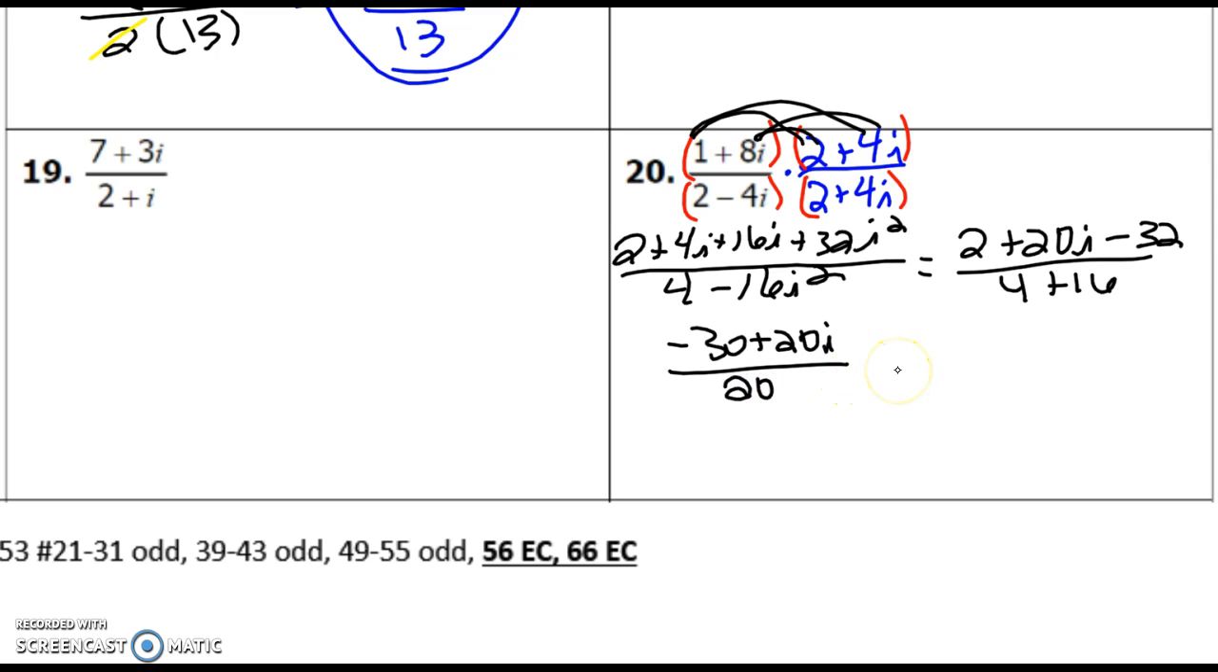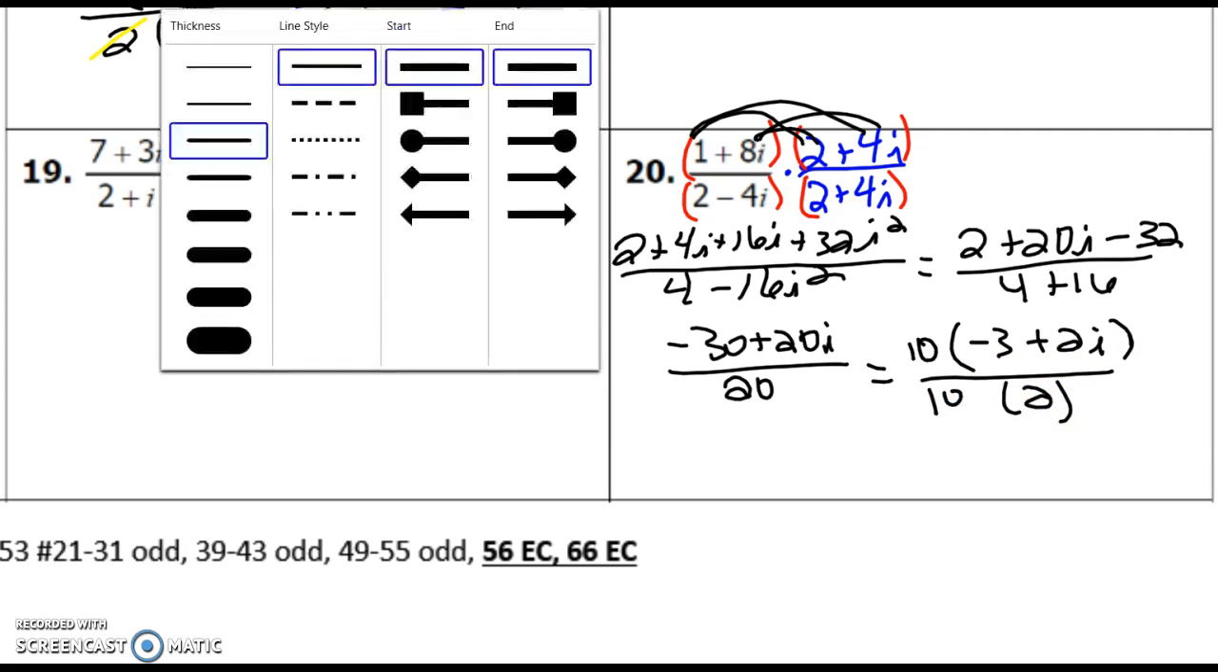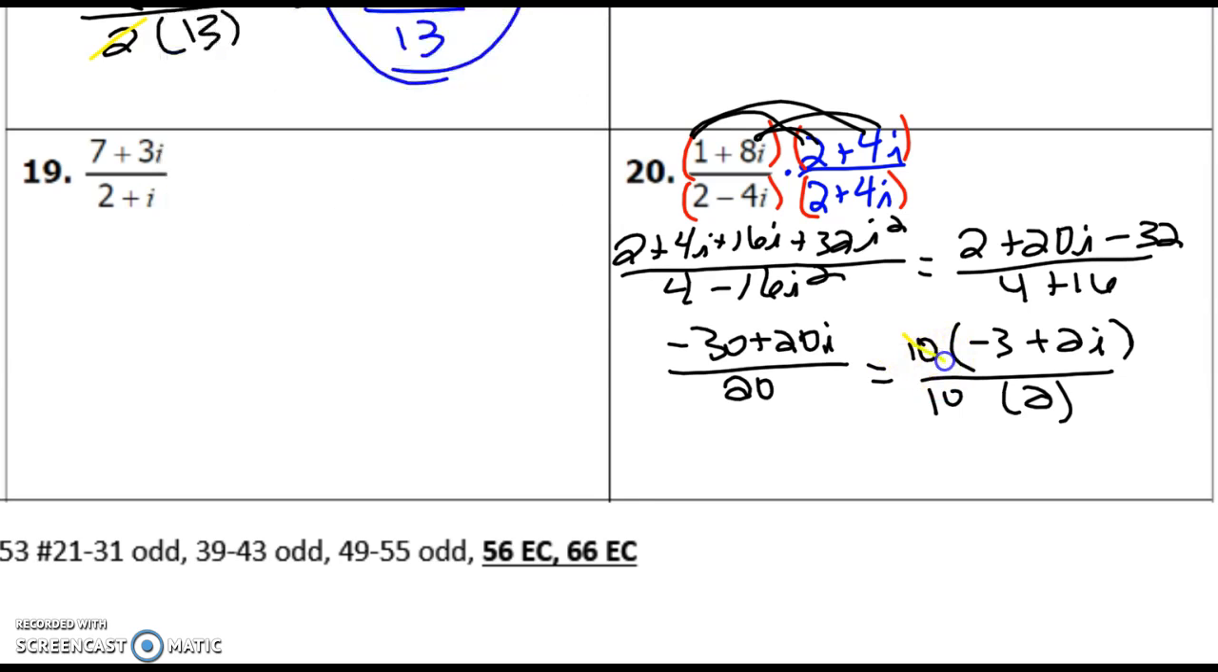So then you can take a 20 out, or let's not take a 20 out, let's just take a 10 out. So if we take a 10 out of the top, you're left with -3 plus 2i. Take a 10 out of the bottom. You're left with a 2. Remember, those 10s will cancel, so you don't need to keep those 10s in your final answer. And this would be the simplified answer. So -3 plus 2i all over 2.